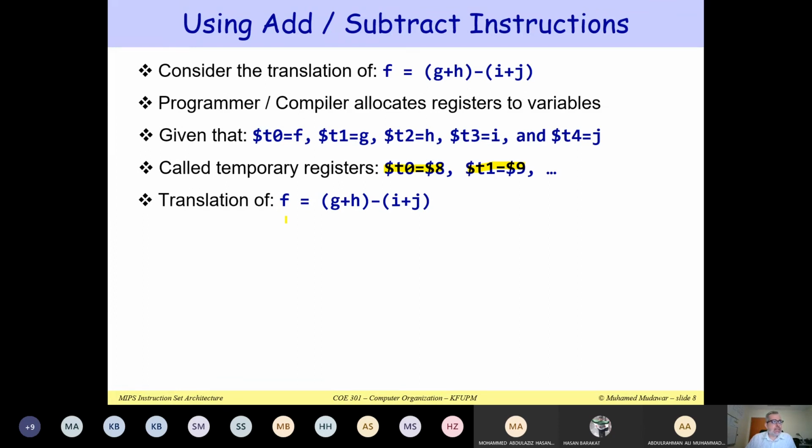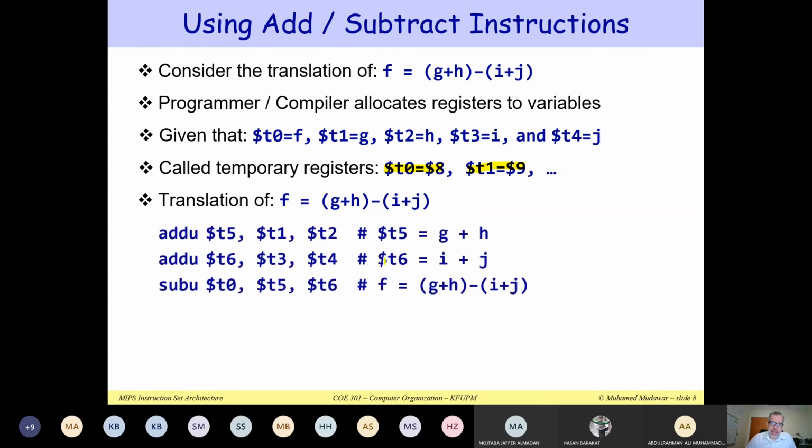Can anyone suggest the answer? It's very simple, very easy, right? We can create a register that stores the value of g plus h, and another register for i plus j. Yes. And then subtract the two registers. Okay. So we need an addu instruction.